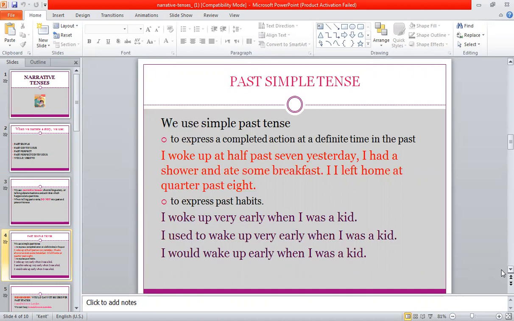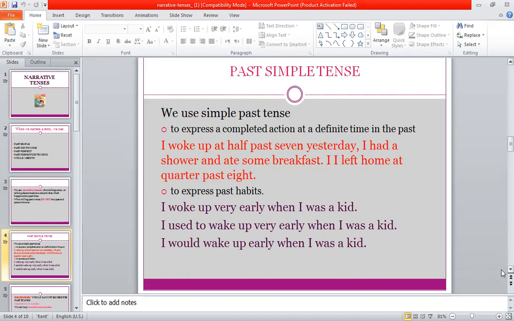We use simple past tense to express a complete action at a definite time in the past. So please remember the words: to express a completed action. Completed is the most important thing. I woke up at past 7 yesterday. I had a shower and ate some breakfast. I left home at quarter past 8. So woke up, had, ate, left, all of them past simple. We call this successive action, something happening after another, and so on.